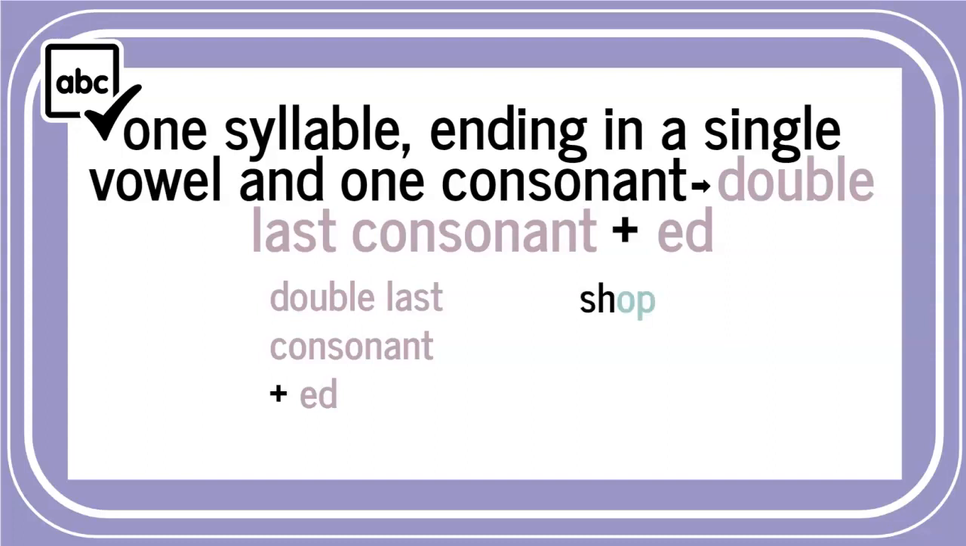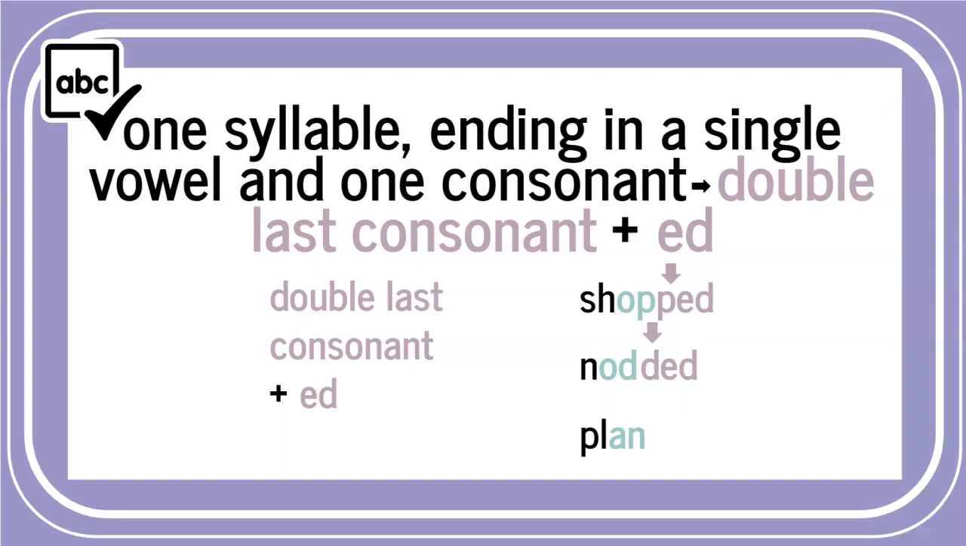Shop, we know, it's one syllable, ends with a vowel and a consonant, so we will double the last consonant and add ed. So we're doubling the consonant, we add another p and add ed. Another verb is nod. It's one syllable, ends with one vowel and one consonant. We will double the last consonant and add ed. So we have 2 D's and ed.